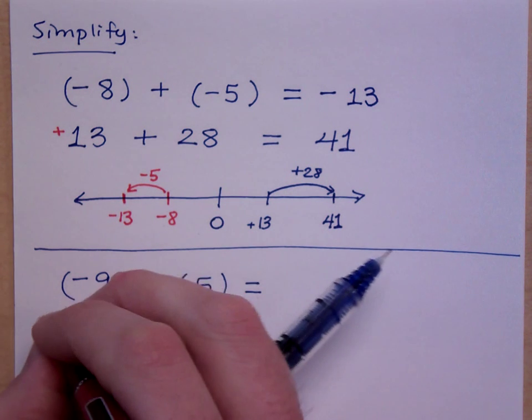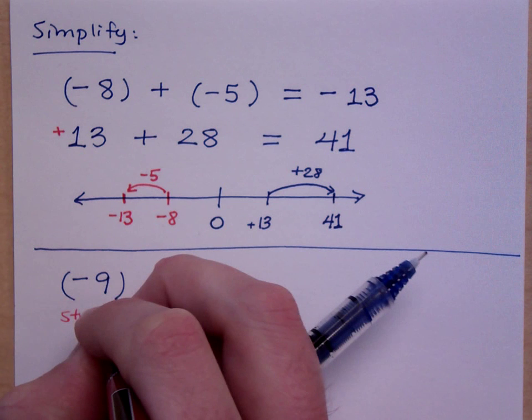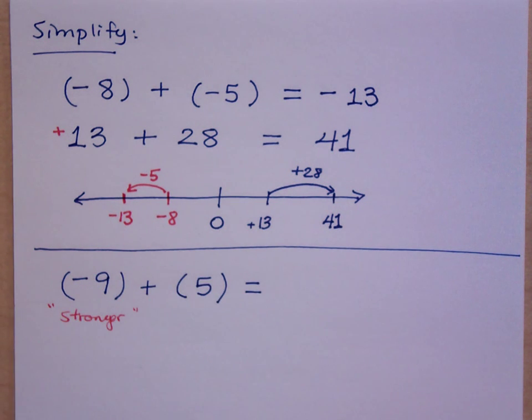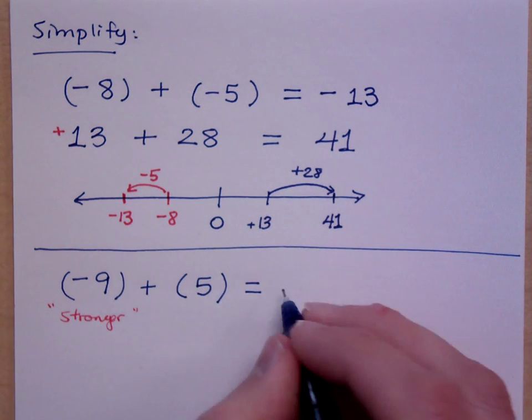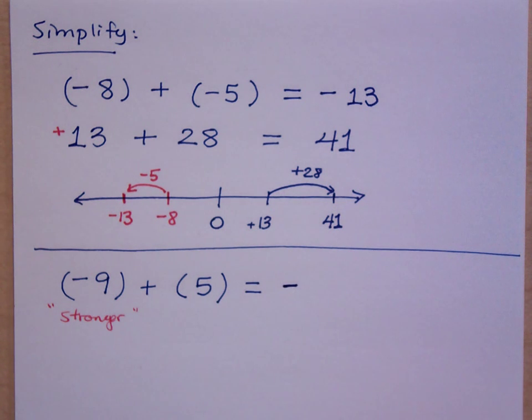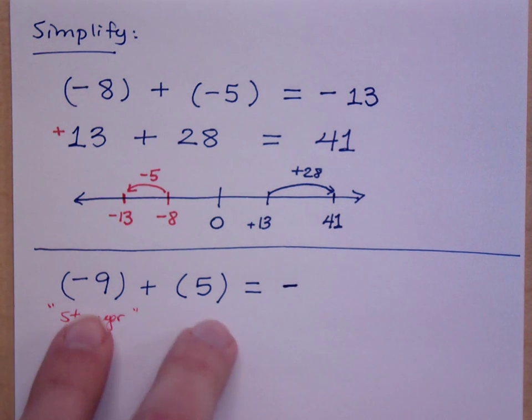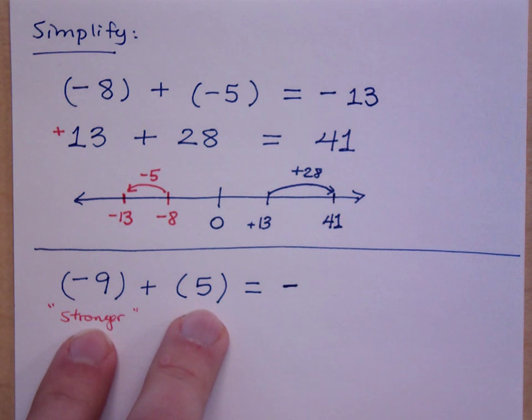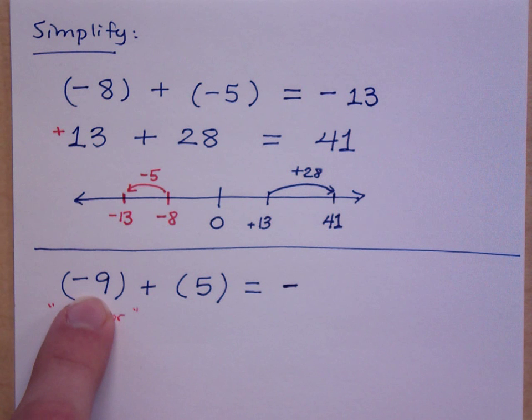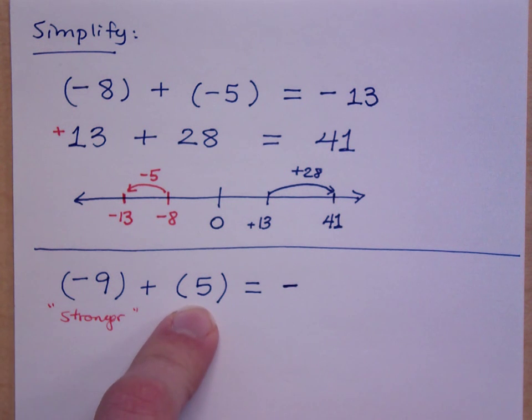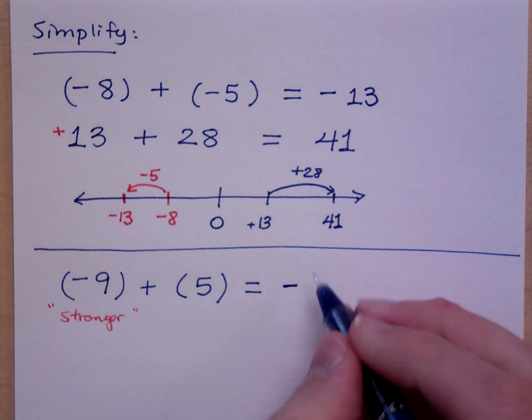So I'm going to make a little note here. I'm going to say this guy is my stronger number, so to speak. And since he's the stronger number, I keep the sign of that stronger number. Now, we've talked about this in terms of a bank account. If you lose $9 but you put in $5, what is the overall net change that has happened? The change is of $4, but it's a negative $4, right?